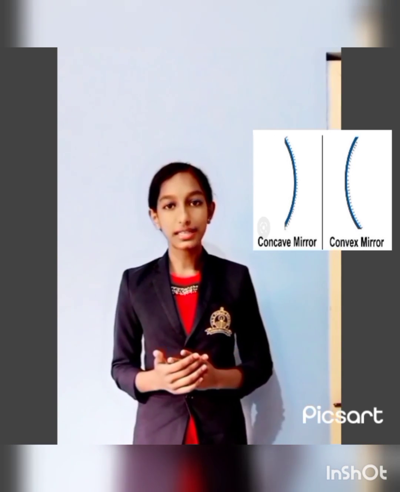it is known as a spherical mirror. There are two types of spherical mirror. The first type is concave, the second type is convex. As you can see in this image, concave mirrors are inwardly curved and convex mirrors are outwardly curved. Let's see some points about spherical mirror.